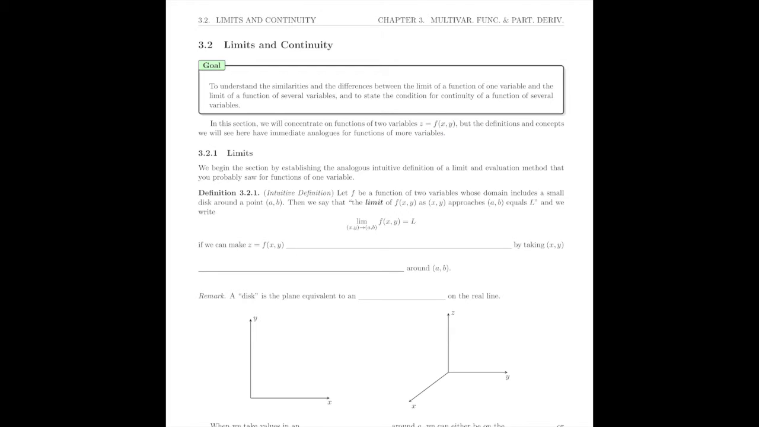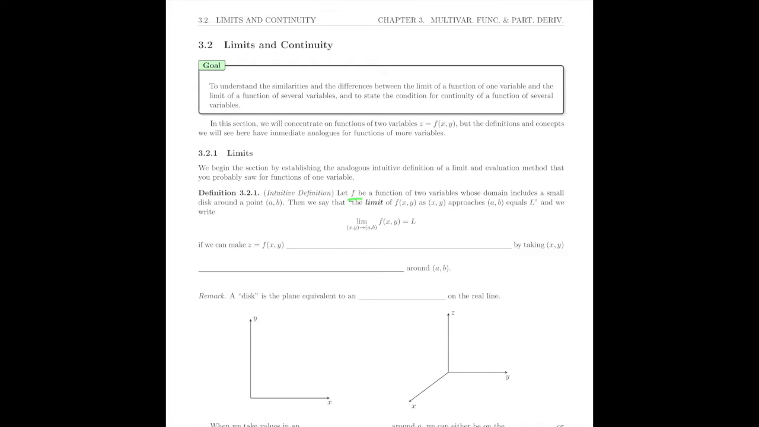So let's start section 3.2.1 on limits. We'll begin the section by establishing the analogous intuitive definition of a limit and evaluation method that you probably saw for functions of one variable in your first calculus course. Definition 3.2.1, the intuitive definition of a limit.